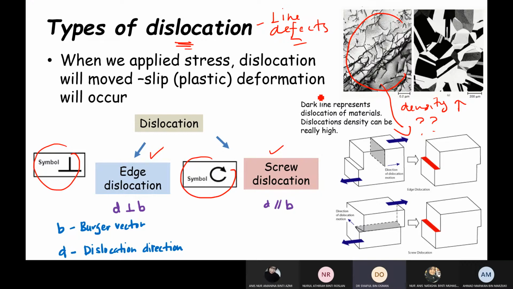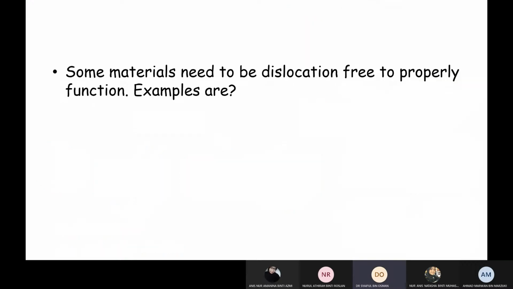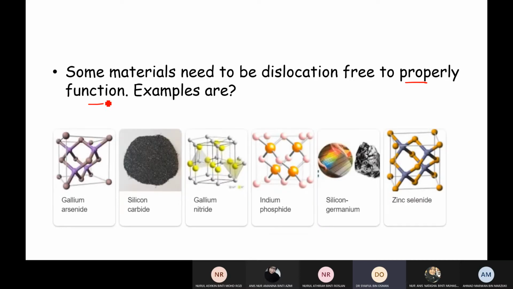Okay, we also discussed that some materials need to be dislocation free to properly function. What are some examples? Some examples of material that need to be dislocation free are gallium arsenide, silicon carbide, and so on. So what is the purpose? What is the application of this material? Anyone still remember?